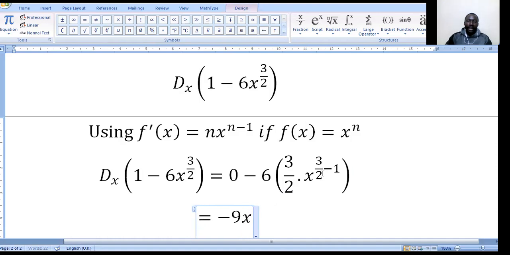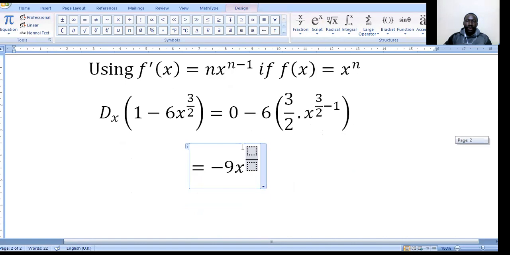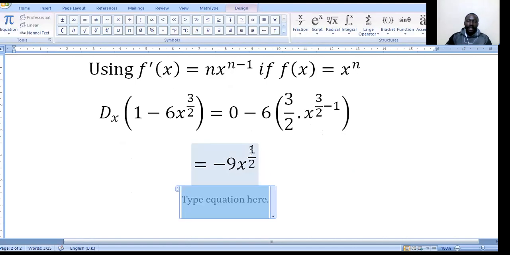So we now have x raised to the exponent of 1 over 2. That's what we get when we take away 1 from 3 over 2. So we put it right here. This is going to be 1 over 2. Now notice that we can still simplify this. Well, you could stop here, but how about we write it nicely so that you have minus 9.